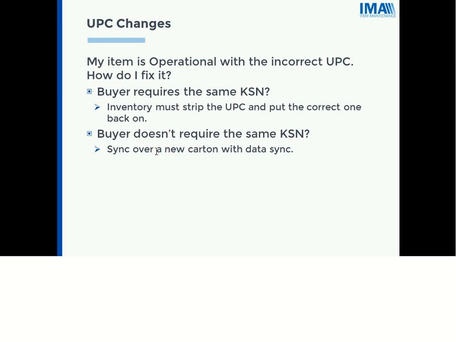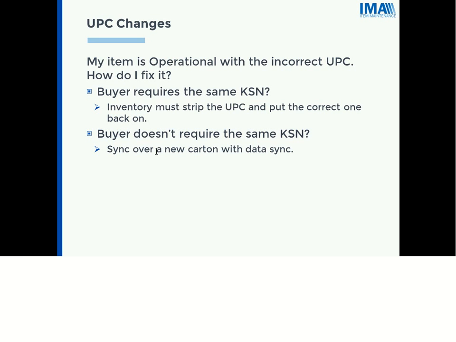All right, for UPC changes, a lot of times vendors will get their item set up, and then after it's set up, they realize that it has the incorrect UPC on the item. So the method for correcting that depends on your buyer and what they want to do with the KSN. If your buyer requires the same KSN, then you shouldn't actually have to do anything. Inventory has to strip the UPC and put the correct one back on. If your buyer doesn't require the same KSN, then you can just go ahead and sync over a new carton with data sync with that correct UPC.